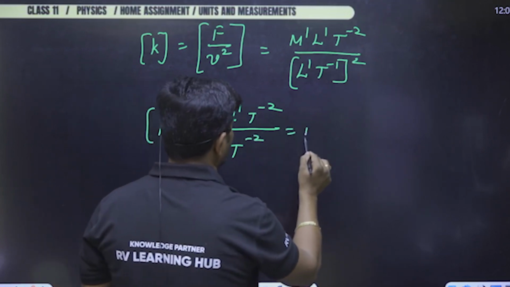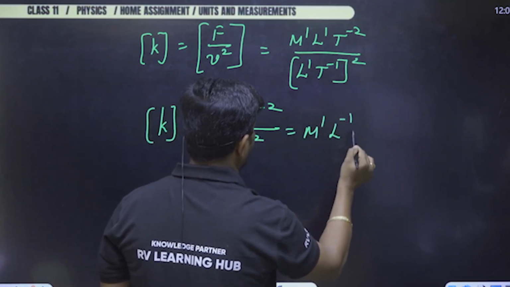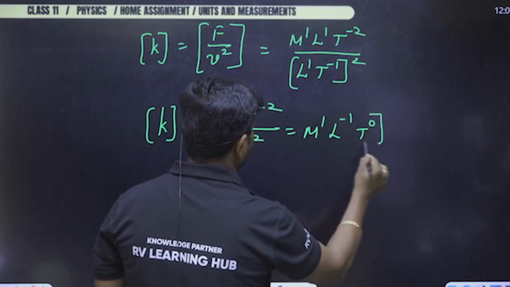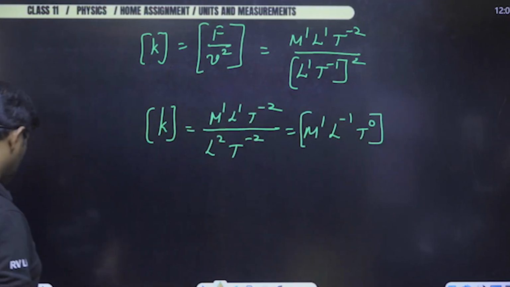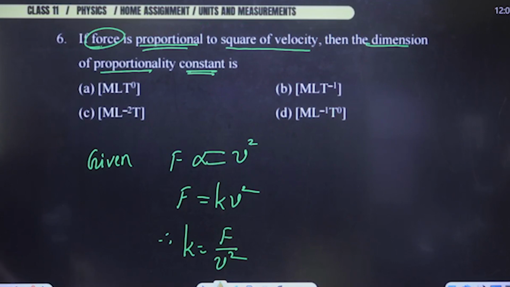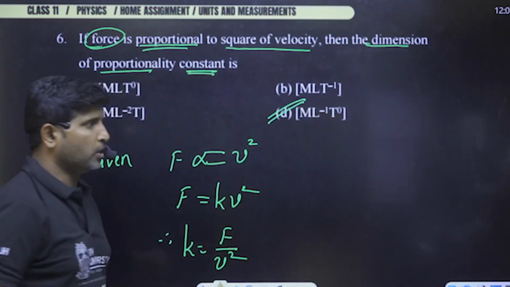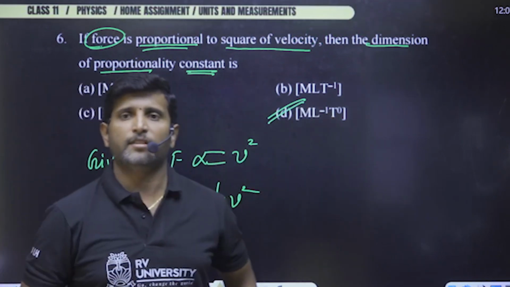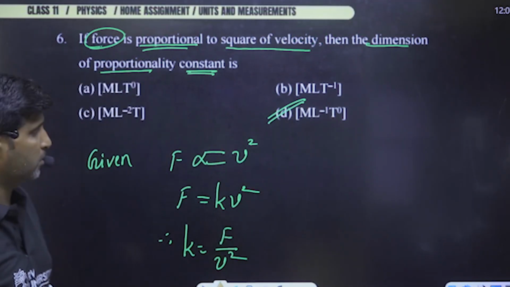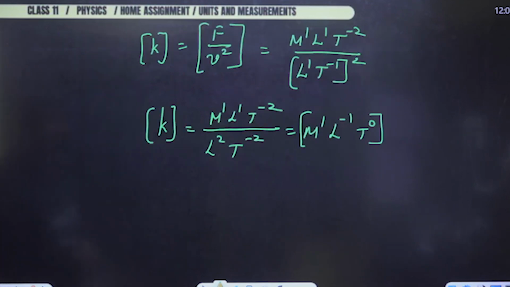So, if you simplify this value, you will get L power minus 1 and T power 0. So, what is the option we can say here? M power 1, L power minus 1, T power 0. Hence, we can select option D as the right answer. Option D is the right answer. Okay. So, similarly, let us see the next question.